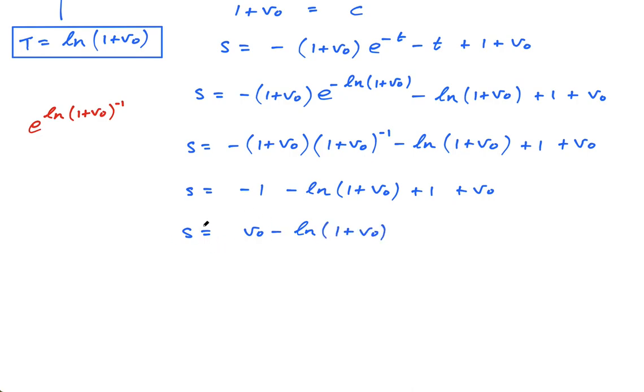So this is s max. So s is equal to this. I could say at s max, or when t is equal to ln of (1 plus v0). But this is the solution here. Okay, that's it. That was a long question. I'll do the next part in the next video.